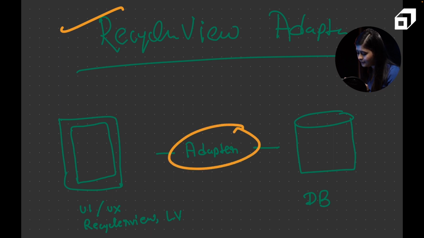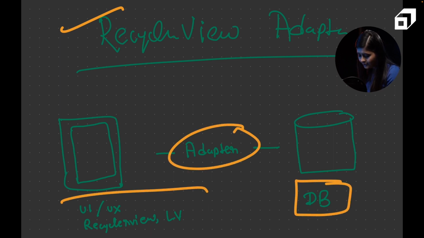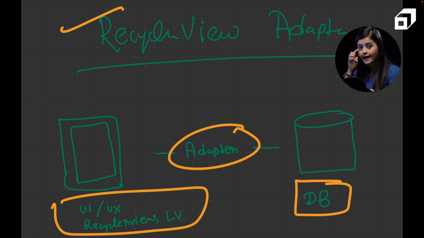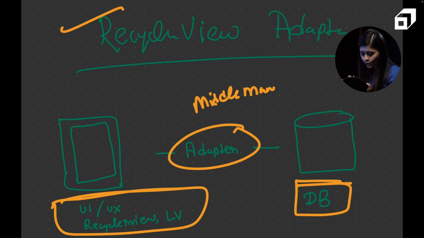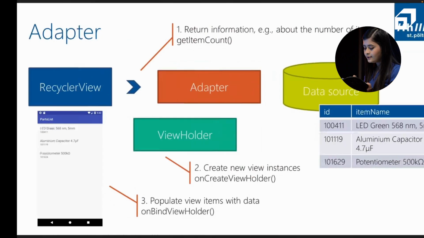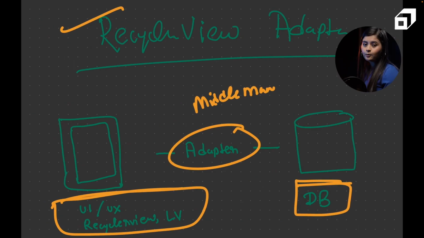Like this is the adapter, this is the database, and this is our UI UX, that is RecyclerView or ListView. So basically the adapter plays the role of a kind of middleman. It establishes the relation between the database and the UI UX, like RecyclerView or ListView, whatever you are using. So that is the role of the adapter. They are very important when we talk about RecyclerView. Awesome. So let's get into the laptop and understand how we will exactly write the code.